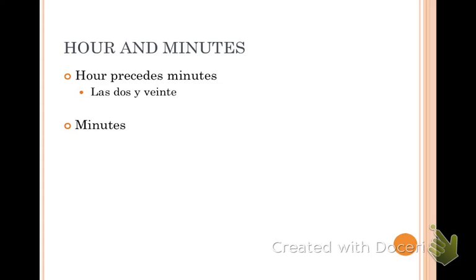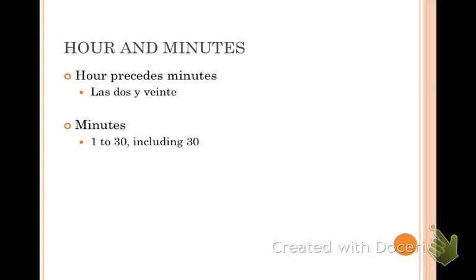Okay, so now when we combine the hours and the minutes. First, the hour precedes the minutes. You say the hour first, and then you say the minutes. For example, las 2:20. Dos is our hour, so it's 2 o'clock, and 20 are the minutes. Looking at the minutes in Spanish is a little tricky. We do it in English, but just not commonly this way.